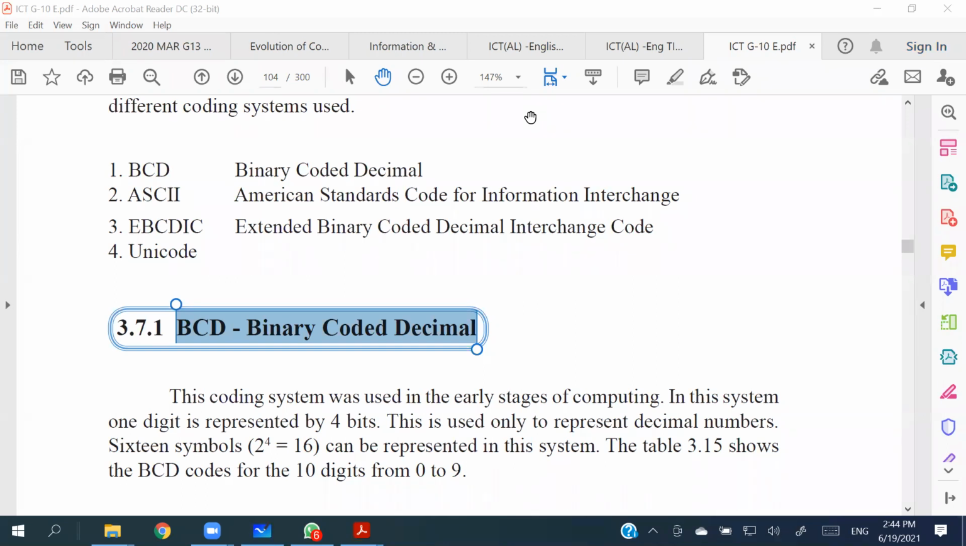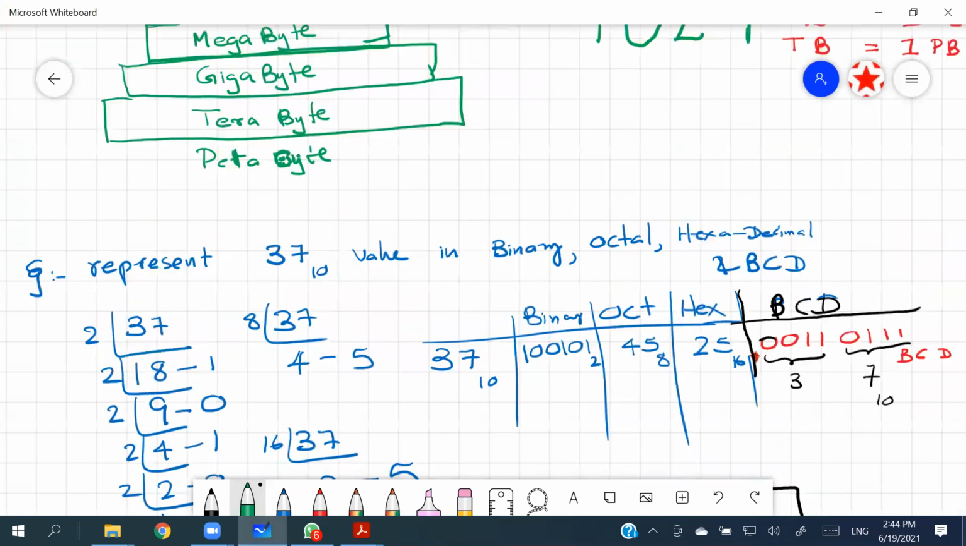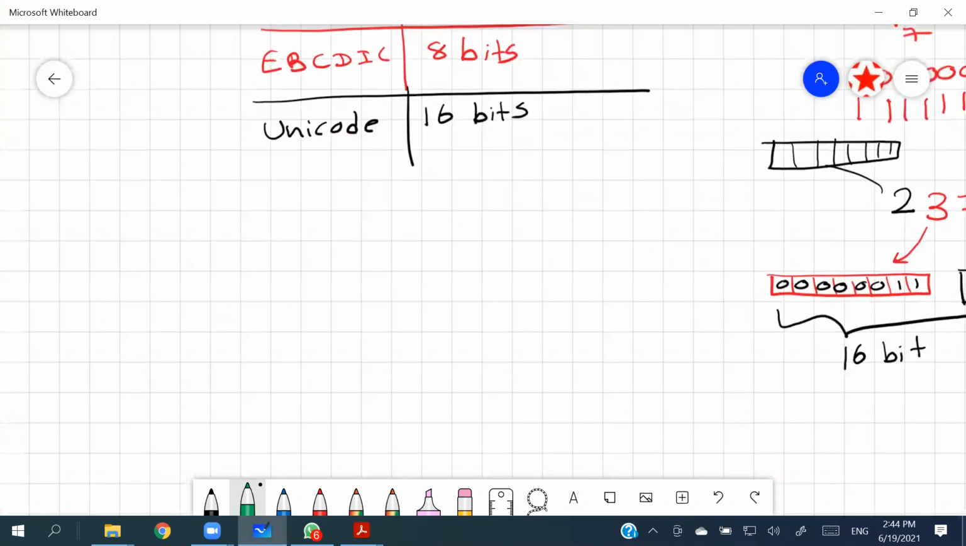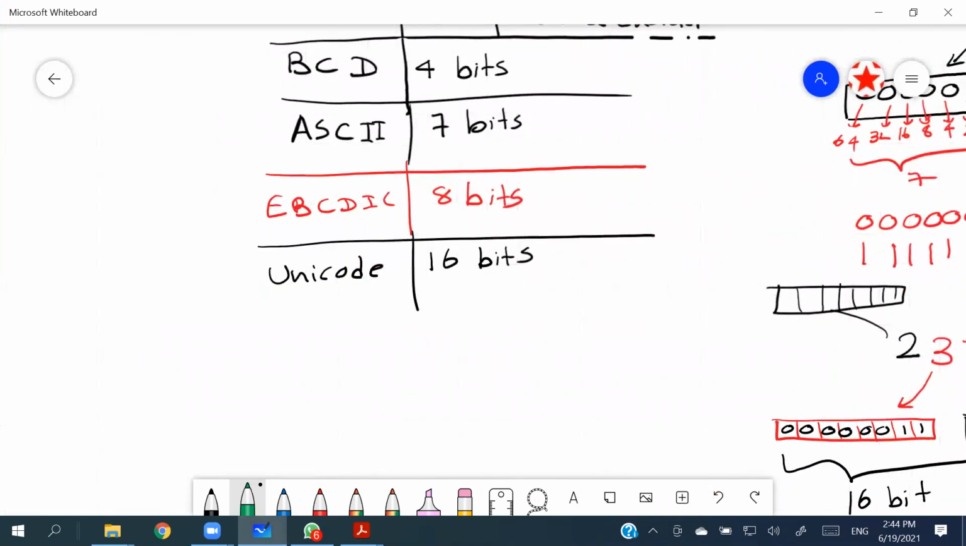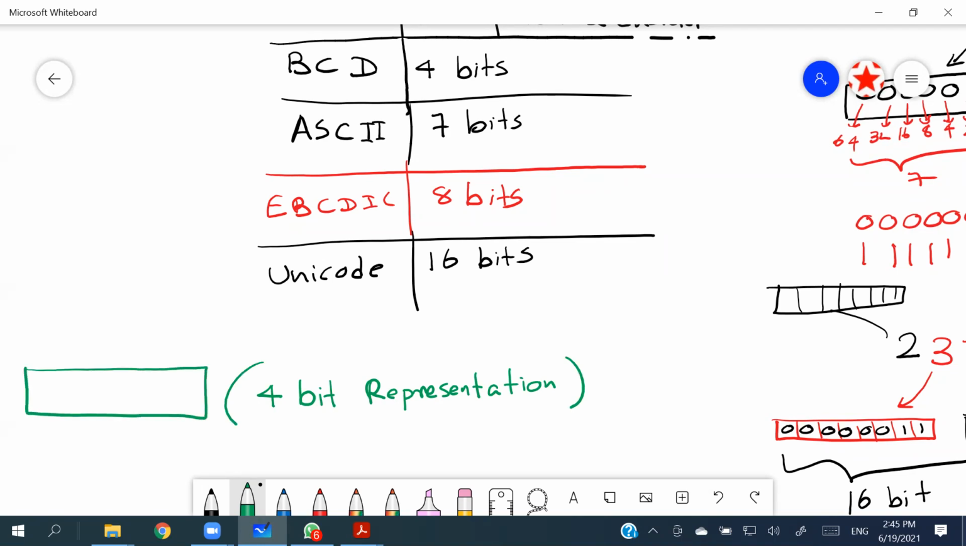I'm sorry. After binary coded decimal, you have to write within brackets, 4-bit representation. Let me write it for you. So after your heading, just write this 4-bit representation, like with your particular topic. People, just a second.